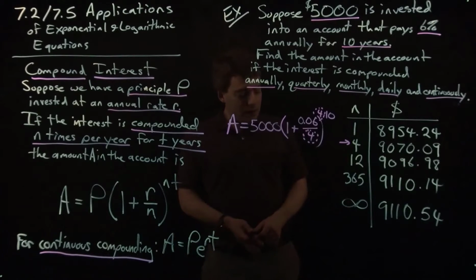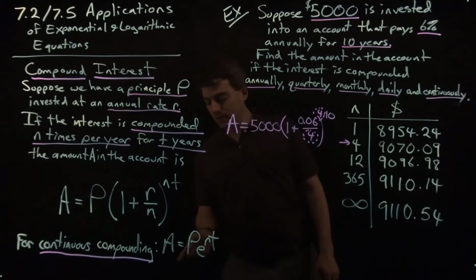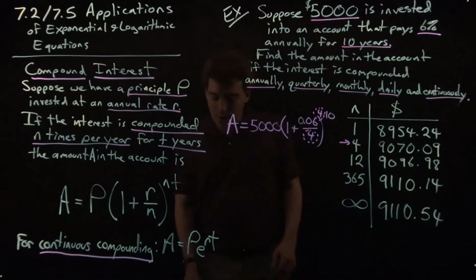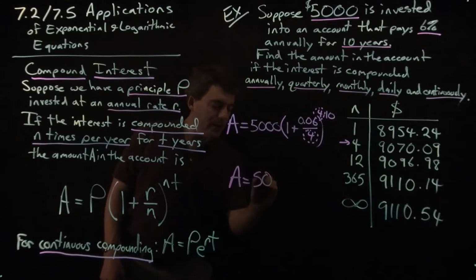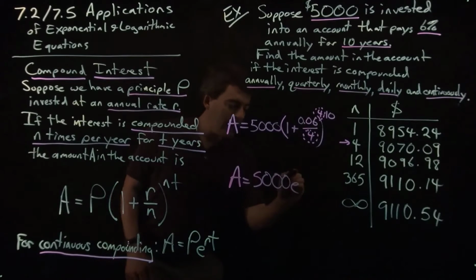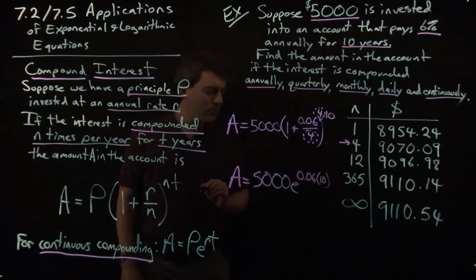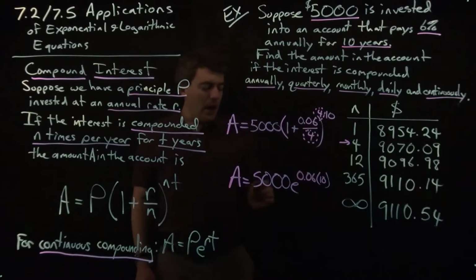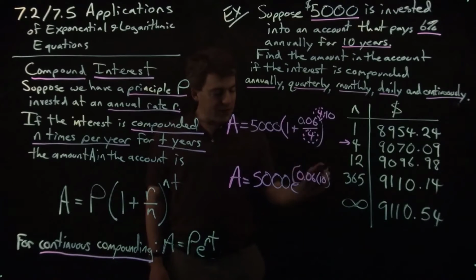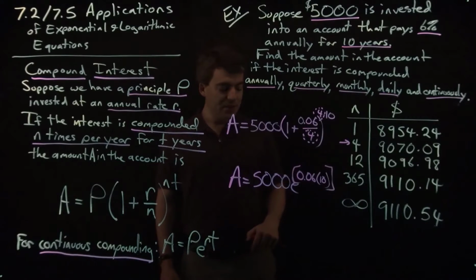How do we evaluate the continuous case? We'll use the A equals P e to the rt formula, Pert like the shampoo. Amount equals principal, so 5,000, e to the rate 0.06 times time, which is 10. If we plug this into our calculator, it should get this value right here. Most common errors that I see are when you put this in the calculator, you want to make sure that all of this is in a grouping symbol, or you could just multiply the 10 times the 0.06.